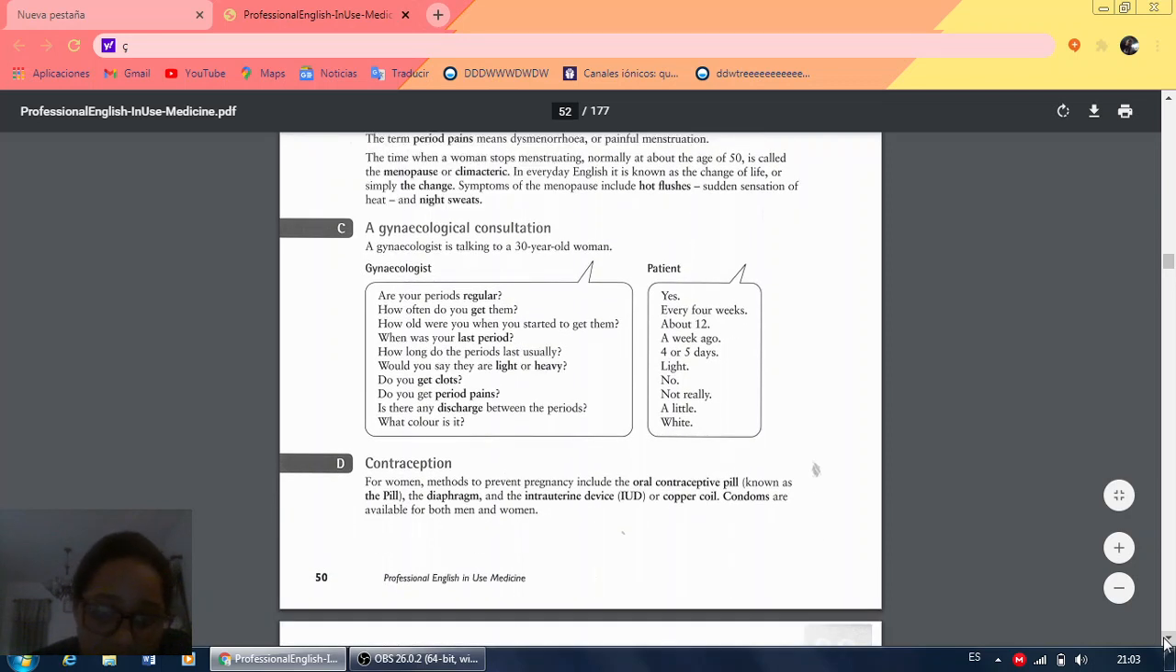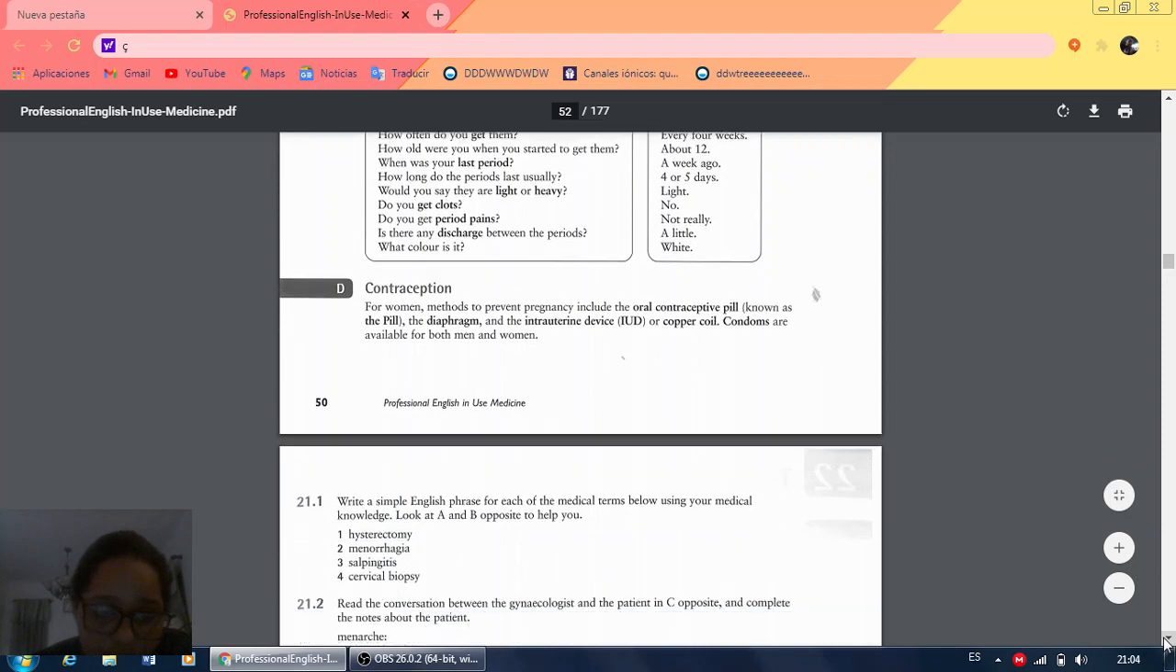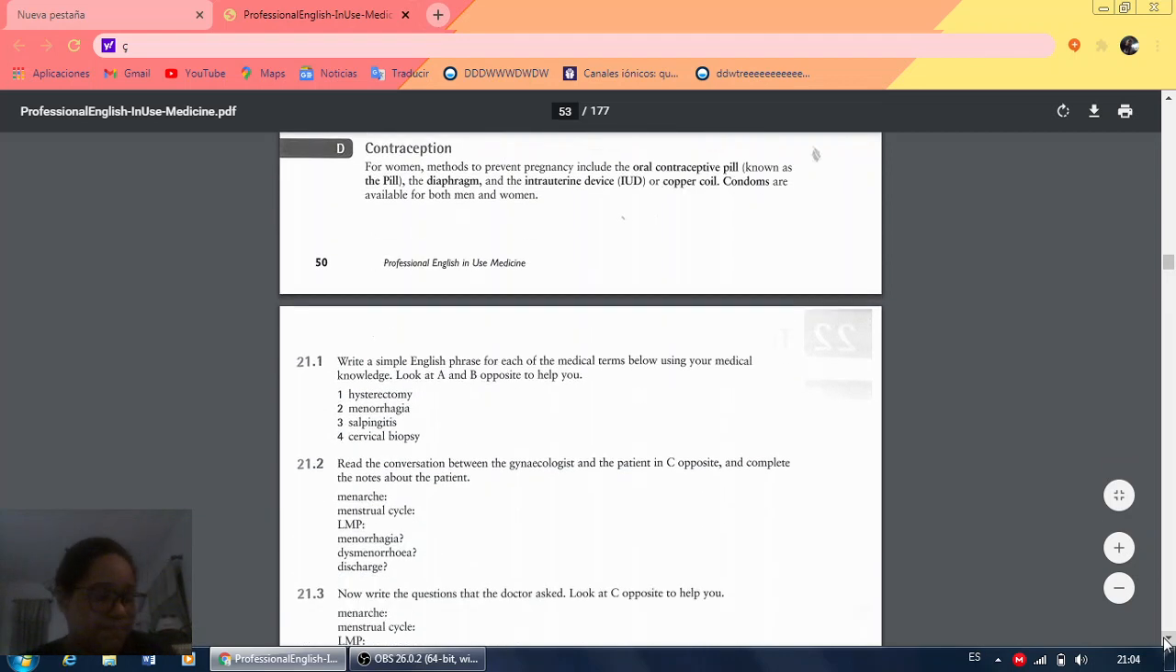Contraceptions. For a woman to not get pregnant, include oral contraceptives, the diaphragm, and the rhythm theory. Condoms are available for men and women. Very good.